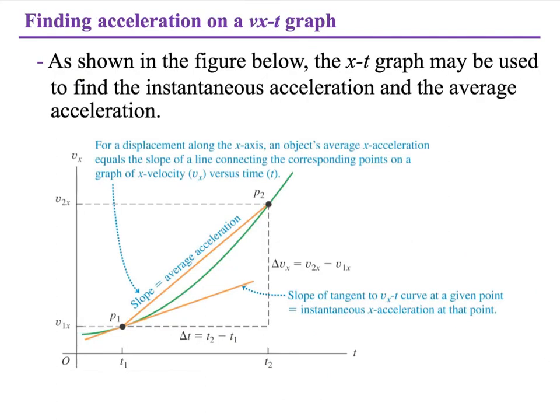And so we can actually use a velocity versus time graph to find both average acceleration and instantaneous acceleration. The average acceleration is similar to average velocity, where you choose 2 points on the graph, draw a line joining the 2, and the slope of that line is your average acceleration. But for your instantaneous acceleration, you would want to draw a line tangent to the curve, and the slope of that tangent would be the instantaneous acceleration.